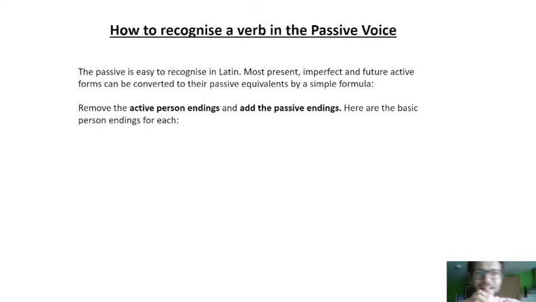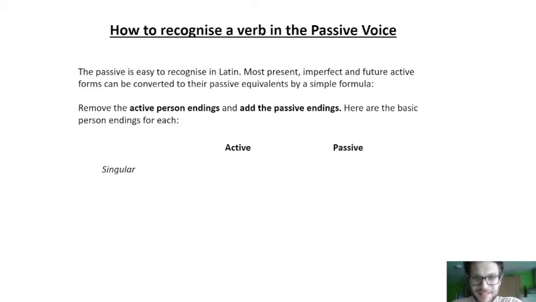So, how to recognize a verb in the passive voice. Passive is easy to recognize in Latin. Most present, imperfect, and future active forms can be converted to their passive equivalents by a simple formula. Remove the active person endings and then simply add the passive endings. Here are our basic person endings for each.